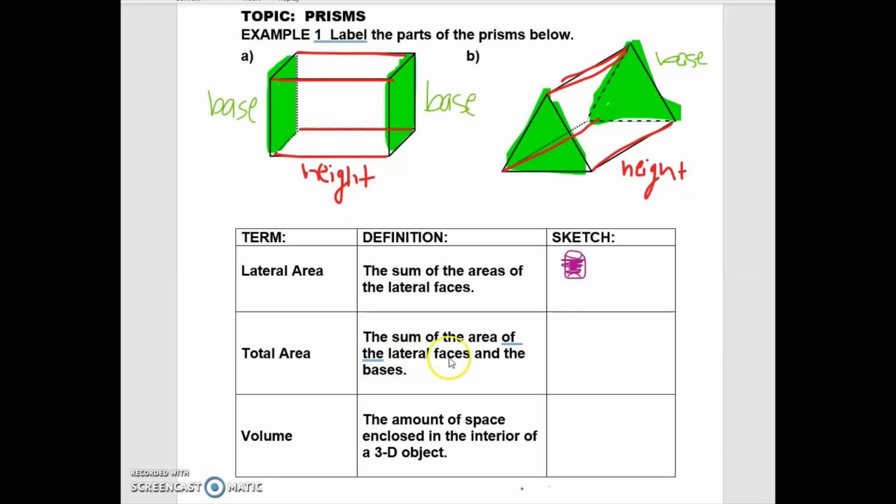Our total area is everything. So if we're using our triangular prism, it's the lateral area and the bases, so it includes the triangle. Okay, so think of the Thursday before spring break. I know it's a long time ago, but we made those nets. You guys cut out the nets and then you folded them up and taped them to make 3D shapes. So the paper that you cut out that you had ready to fold up when it was still flat, that was like your total area. The paper was your total area.